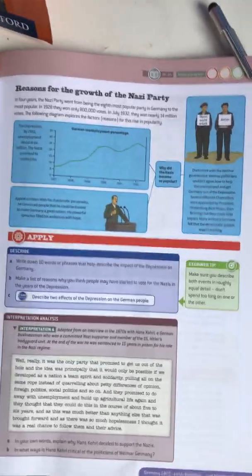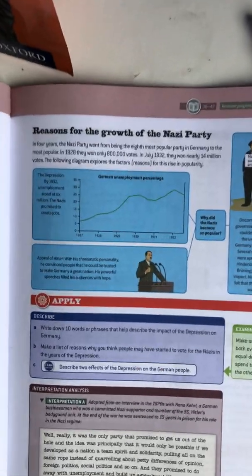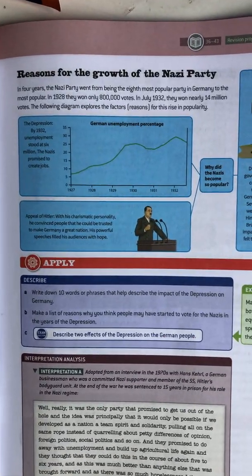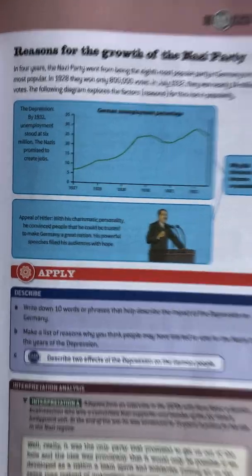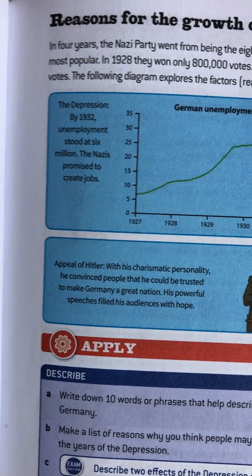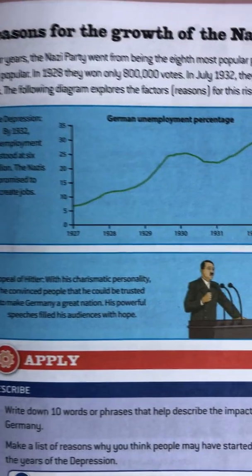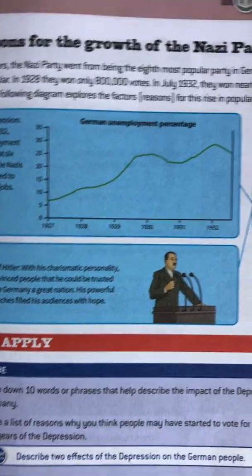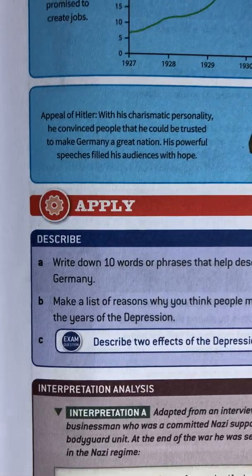So why do we see Nazi growth in particular? In 4 years, the Nazi party went from being the 8th most popular in Germany to being the most popular. So we can see here the unemployment growing. Unemployment was at 6 million and the Nazis were promising jobs. So that's one key factor, the fact that the Nazis promised people jobs. What else did they have?